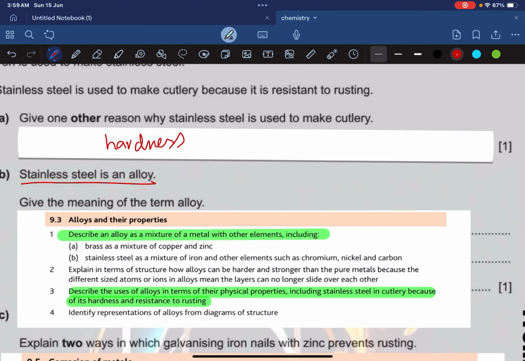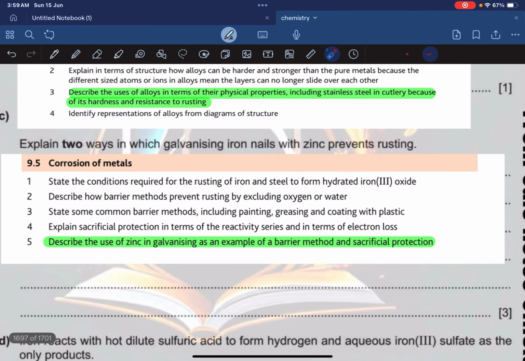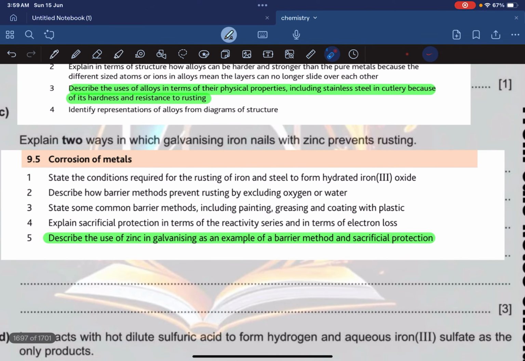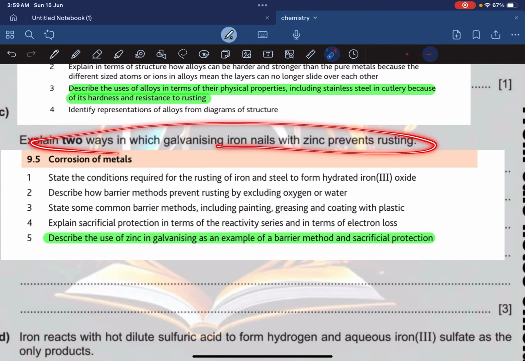Stainless steel is an alloy. Give the meaning of the term alloy. Again, you just had to consult the syllabus. An alloy is a mixture of a metal with other elements. Give 2 ways galvanizing iron nails with zinc prevents rusting. What are the 2 ways?